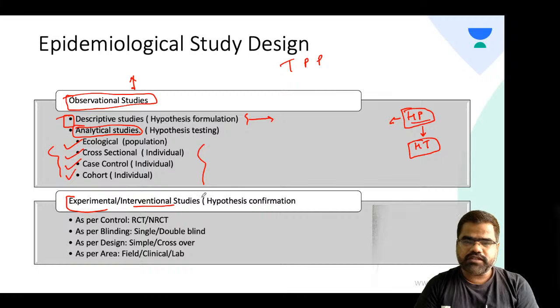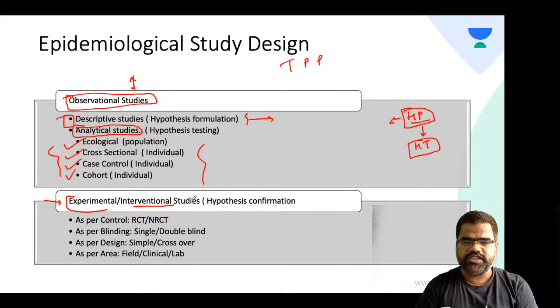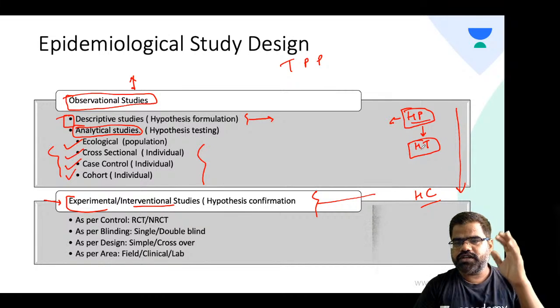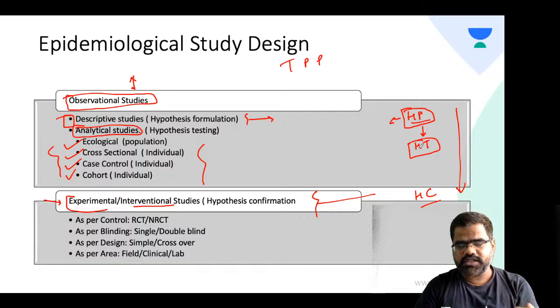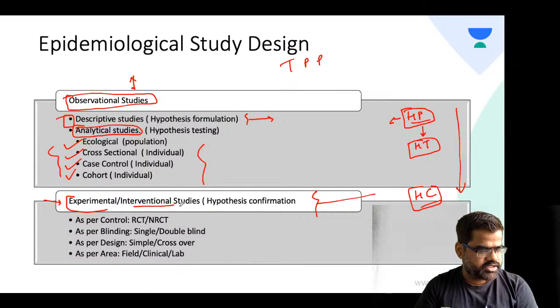Then the third one, where you are doing an experiment. If you are doing an experiment or intervention, the purpose is to confirm the hypothesis. So, hypothesis confirmation. This is the way it moves. First, we formulate the hypothesis. If we want to test the hypothesis, we use analytical studies. And if you want to confirm the hypothesis, we use experimental or interventional studies.